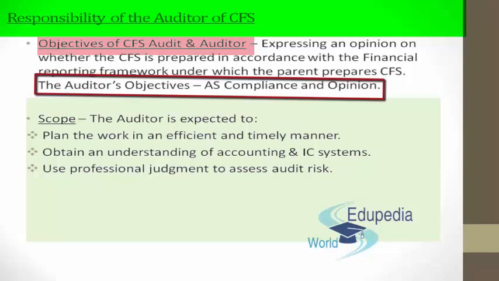So you need to ensure that AS has been complied with, and you need to frame and present your opinion on the true and fair view presented by the CFS. That should be the objectives of the CFS audit and the auditor in that case.